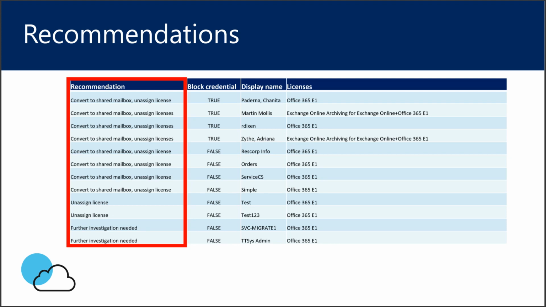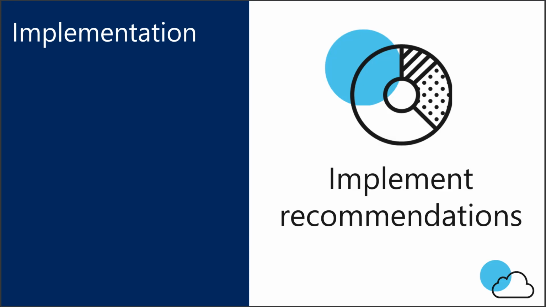Once we've gone through our recommendations and presented them to you, we will have reached the implementation phase. This is where we work with the customer to determine which of our recommendations they want to put into place. We don't necessarily have to do all of them. We could just do a subset of them. And the end result would be a more optimized licensing environment.